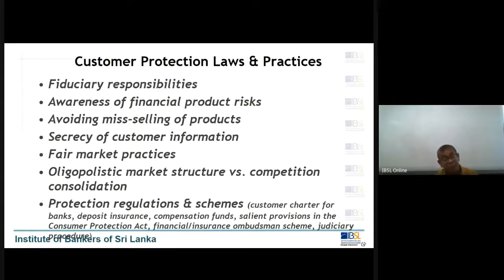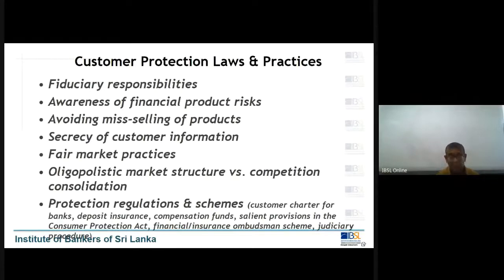We are going to discuss the deposit insurance scheme. We are going to discuss the credit counseling center. We are going to discuss CRIB, the Credit Information Bureau. Okay, like that, there are some important areas we are going to discuss under that.